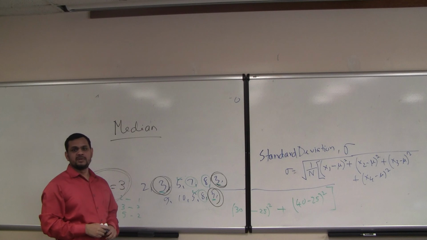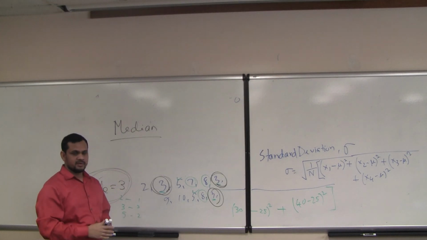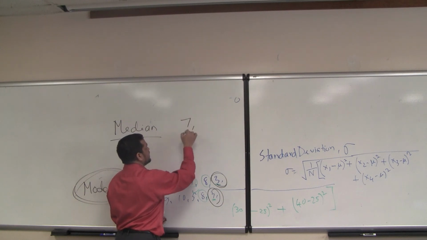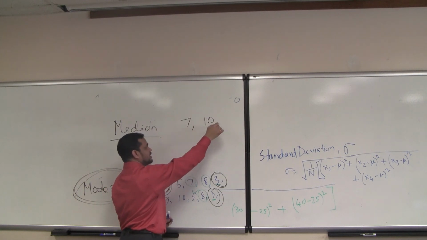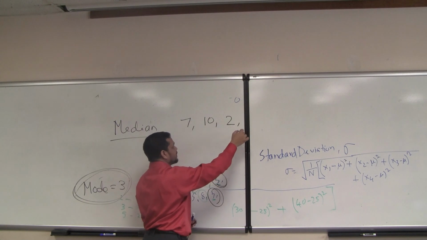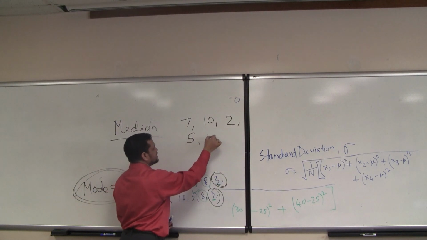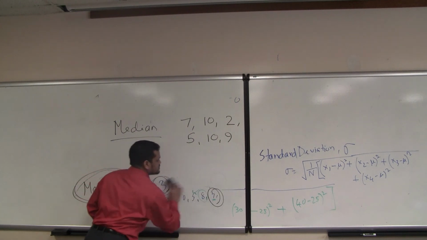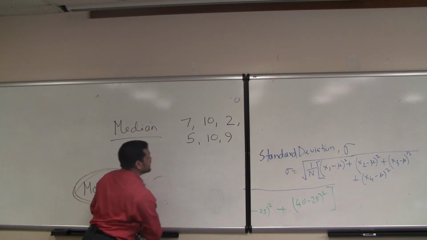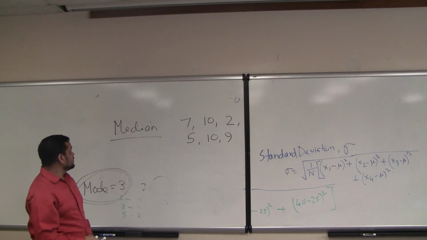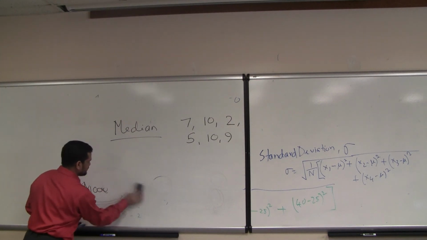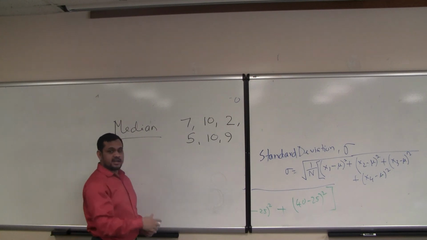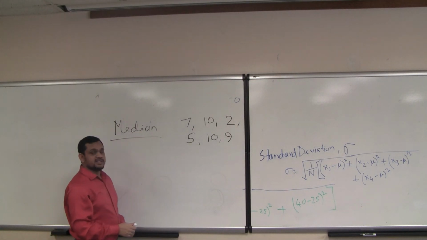Next we will talk about median. What is median? Simply, median means the middle value. Say if I have some data: 7, 10, 2, 5, 10, 9. If the question asks what is the median value, what to do? First we will arrange the data in ascending or descending order.